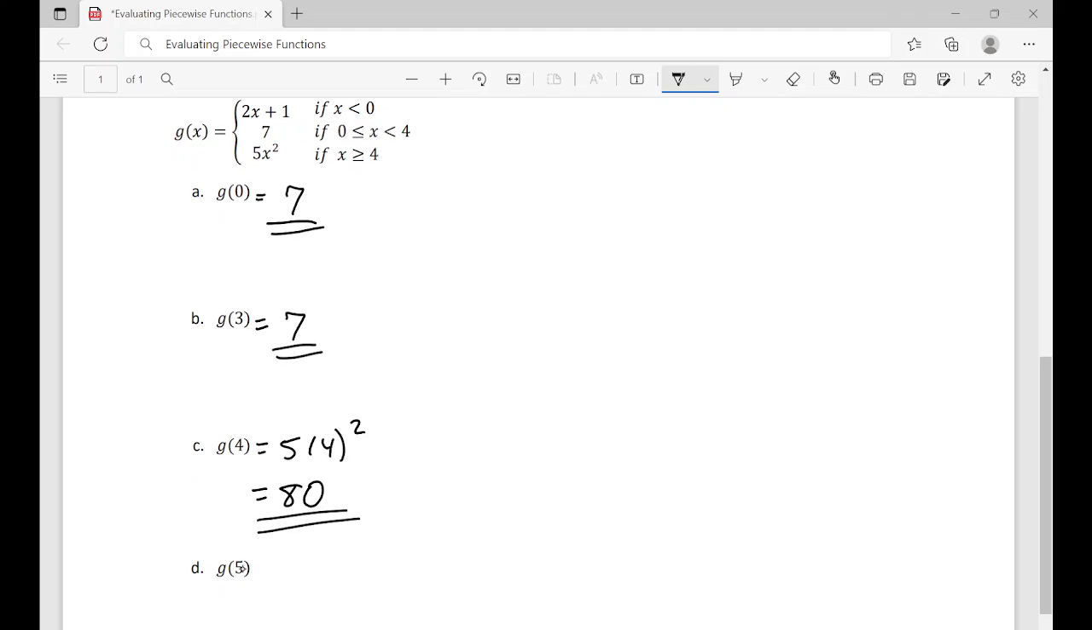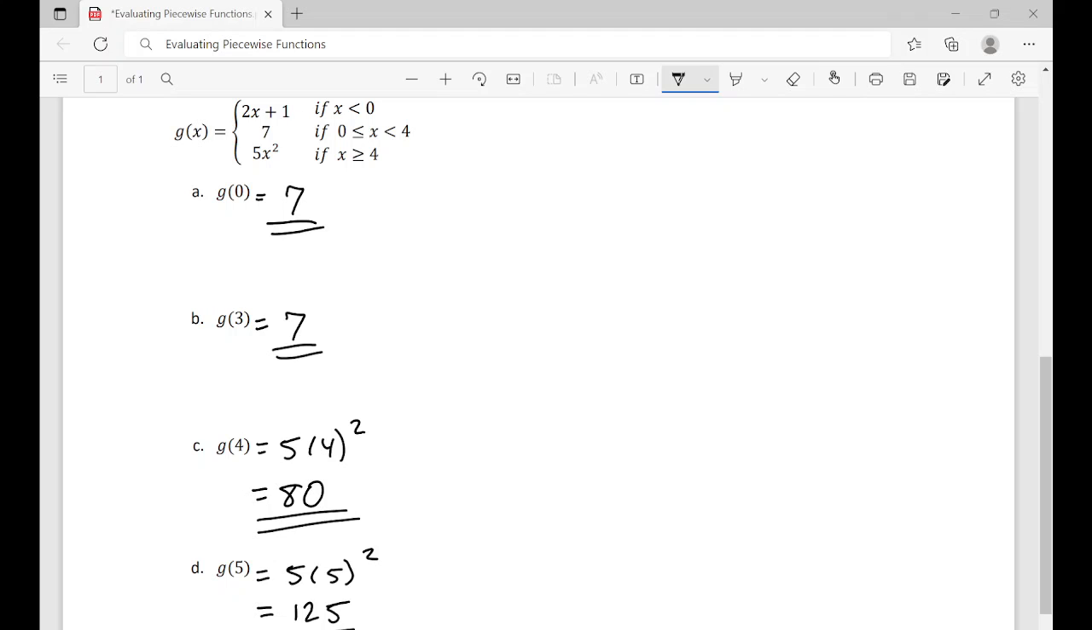And last, we have g of 5. Obviously, it's not going to be the first one because it's not less than 0. It's not going to be the second one because it's not between 0 and 4. It's going to have to be the third one because 5 is greater than or equal to 4. So we're going to use 5x squared again. So 5 times 5 squared. And when we evaluate that, we're going to get 125 as our answer.